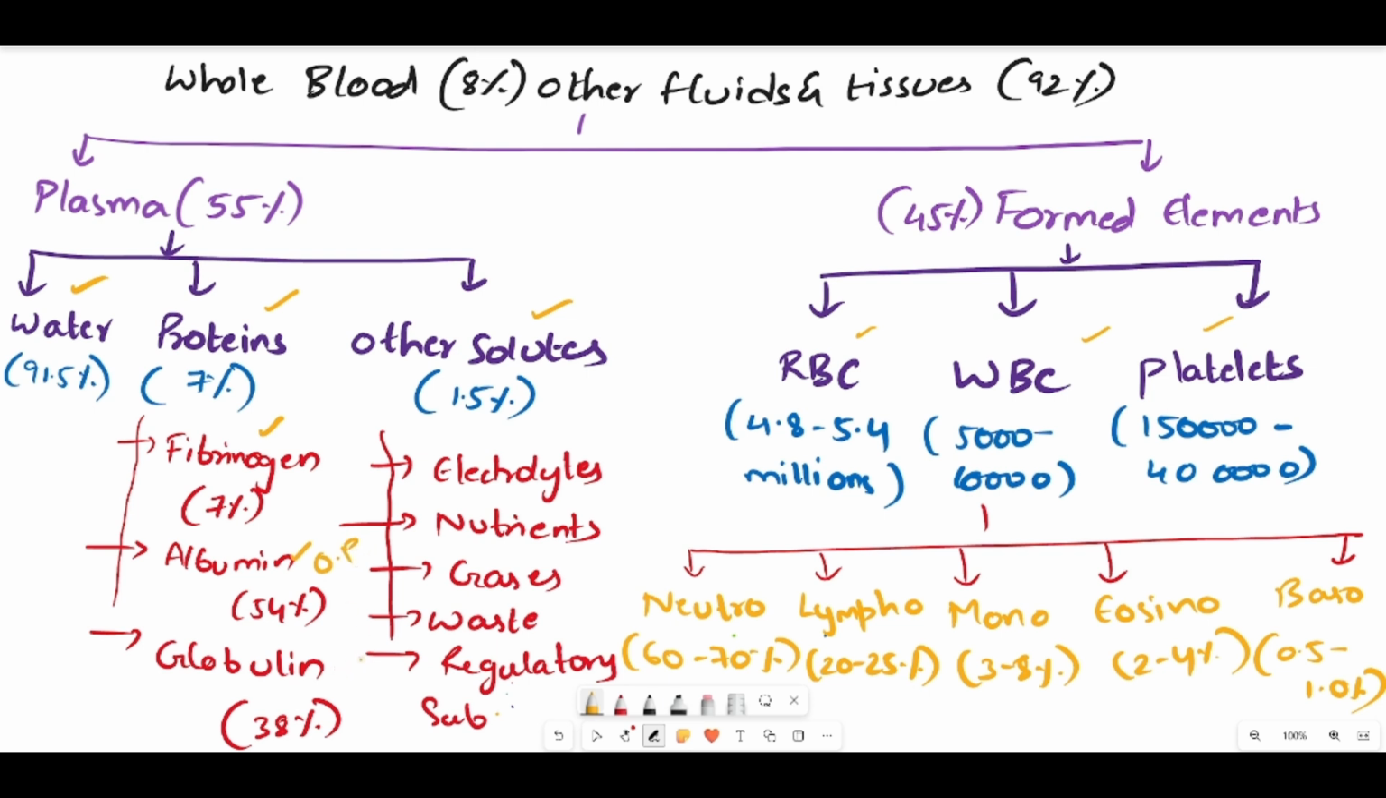And the third one is globulin, which is 38%. This is mainly useful in the process of immunity and for producing antibodies. Coming to other solutes, we have electrolytes, and electrolytes are generally useful for fluid balance. Nutrients are mainly useful for providing energy. They are useful for gas transportation and for removing waste materials. Any kind of nitrogenous waste will be removed, and this also contains certain regulatory substances.